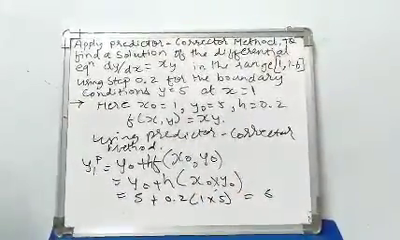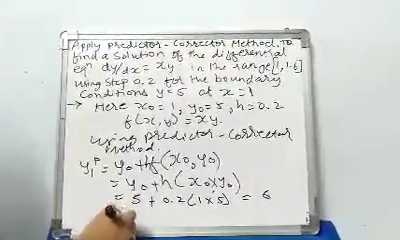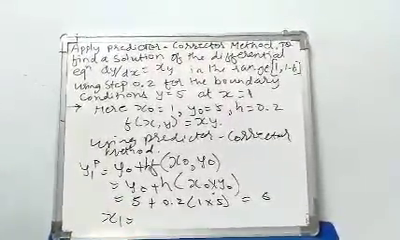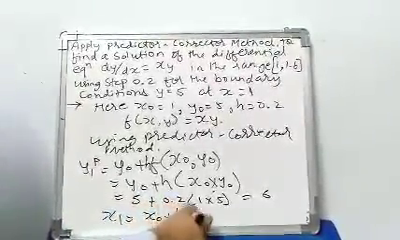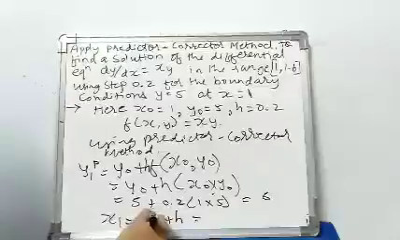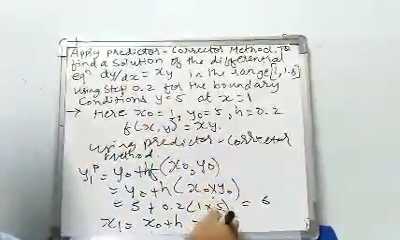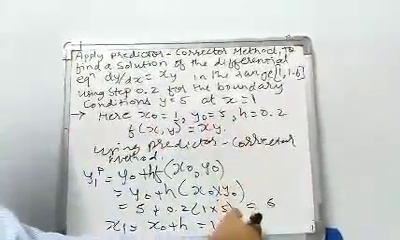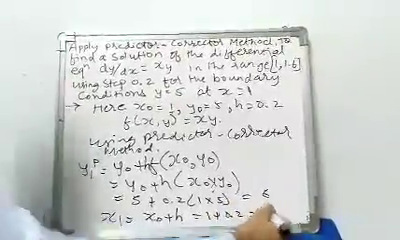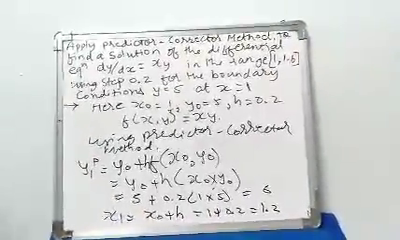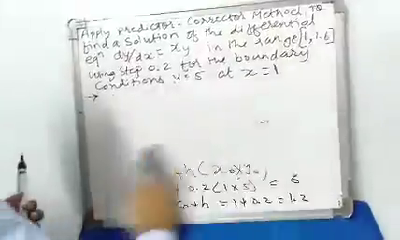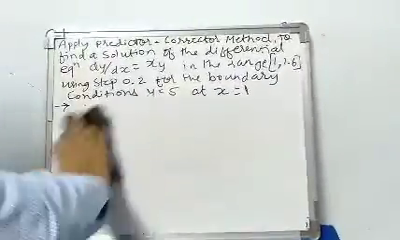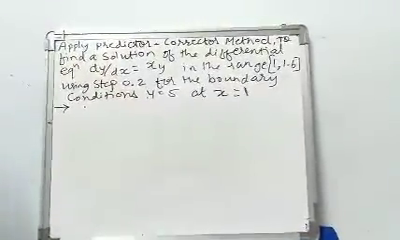Now x1 is equal to x0 plus h. What is our x0? That is 1, plus h, the difference, that is 0.2, and the value is 1.2. So x1 is equal to 1.2. Let us move further and try to solve this example.